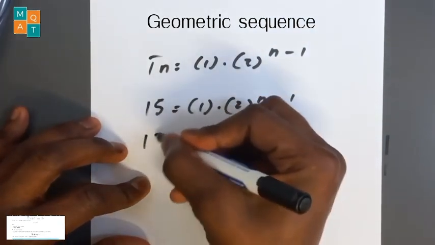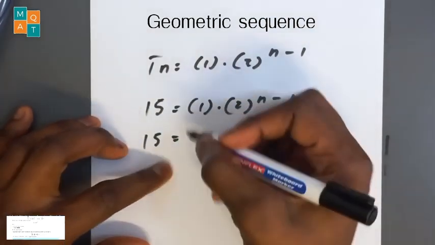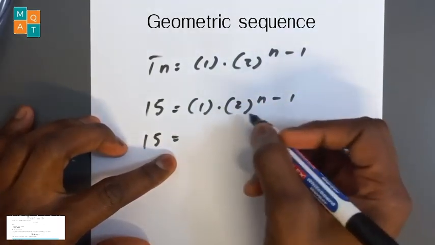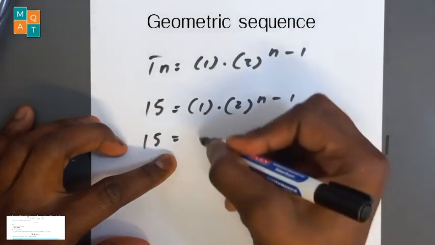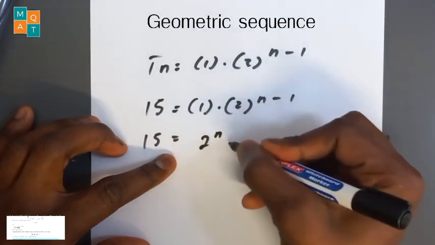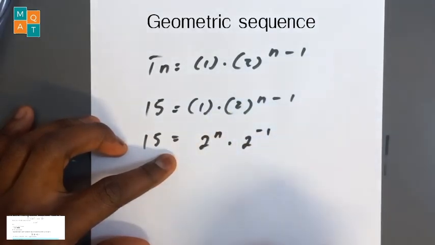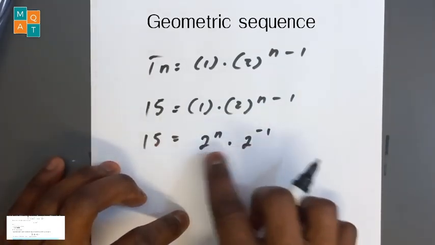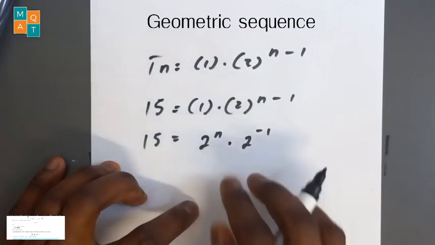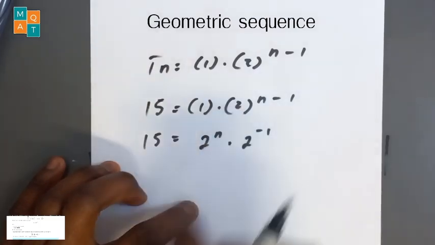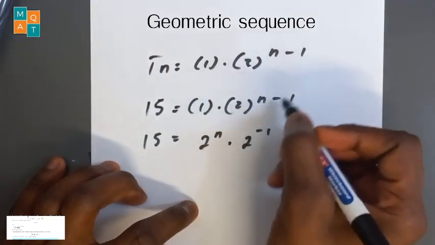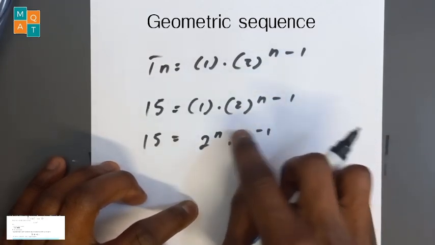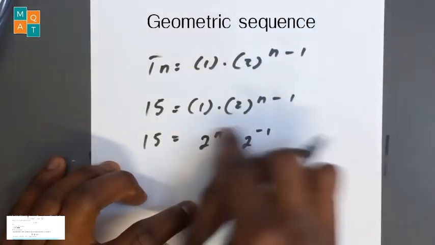Now let's solve this using exponent rules. 1 times 2 to the power n minus 1 is equal to 2 to the power n minus 1. And 2 to the power n minus 1 is the same as 2 to the power n multiplied by 2 to the power negative 1. Listen up: if you multiply powers of the same base, you actually add the exponents. So we can rewrite this the other way around, adding the exponents: n plus negative 1, which is n minus 1. So this is equal to that. That's what I'm trying to say here.